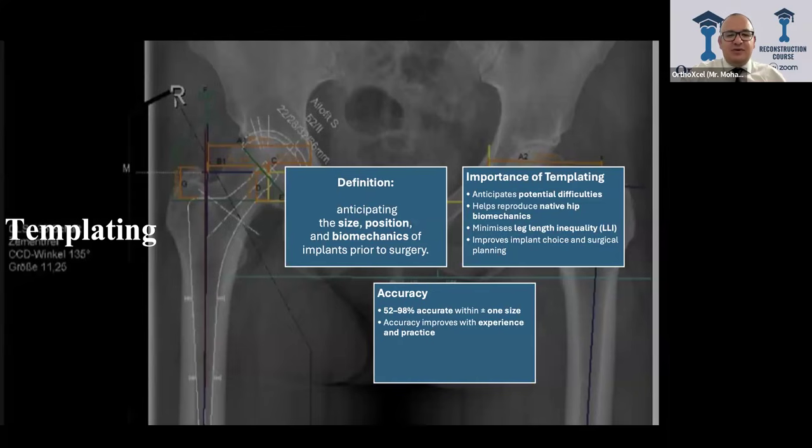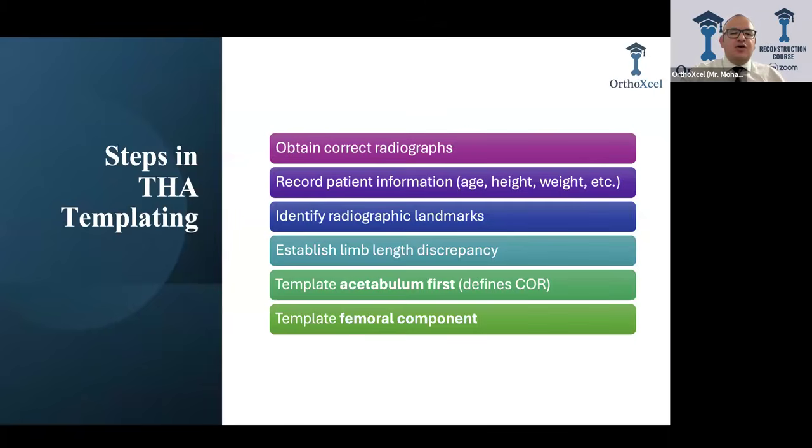Is it accurate? Yes. We've done a recent study and the accuracy is 85% plus. And within one size up or one size down, you can achieve what you templated. So templating is not imaginary, it's an actual objective way of planning your surgery. To have a templating, you have to have a proper X-ray. There is no point templating on an improper X-ray because basically the answer will be wrong. If you ask the wrong question, don't expect the answer to be right. So you need to have a proper radiograph.